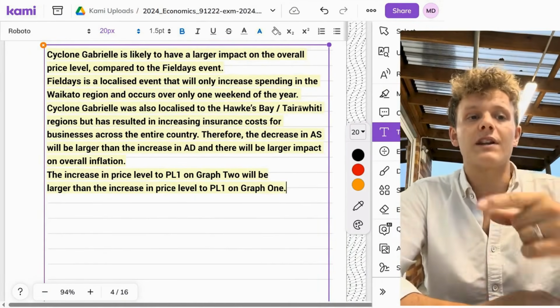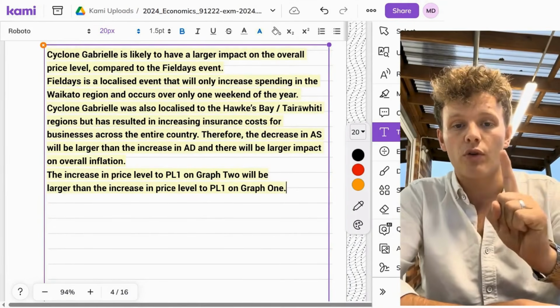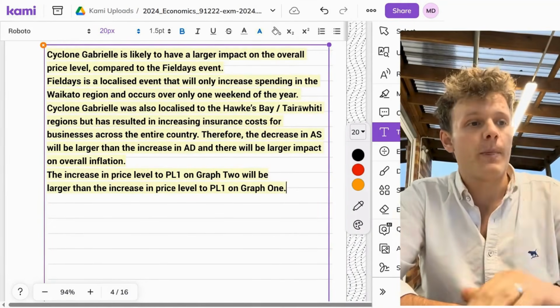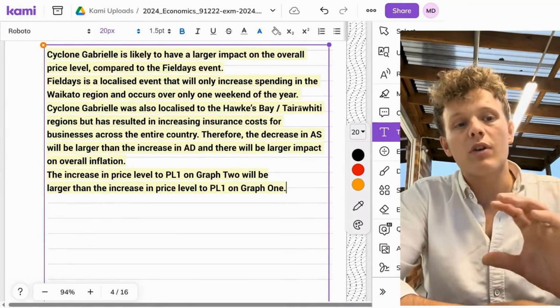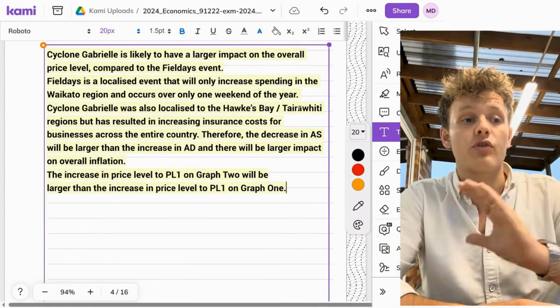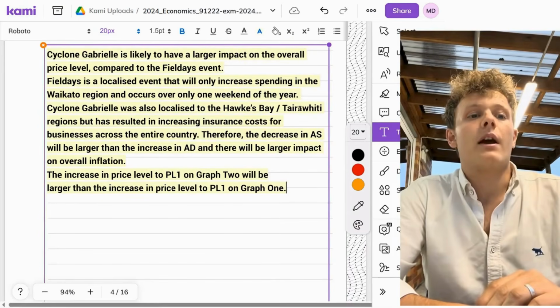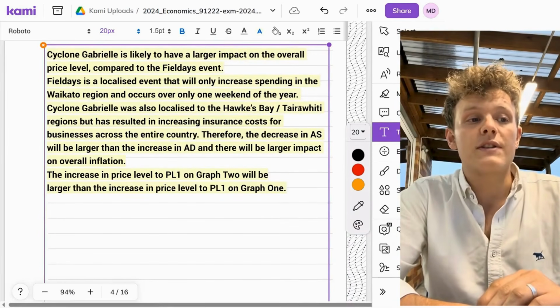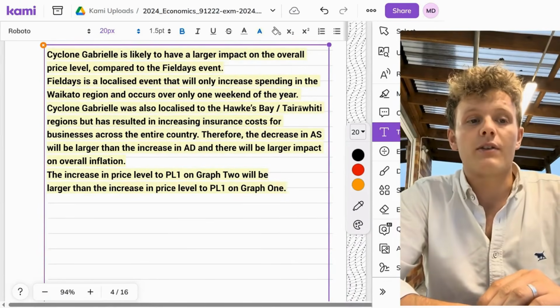Field days is a localized event that will only increase spending in the Waikato region and only occurs over one weekend, so short run and one region. Whereas Cyclone Gabriel was also localized to only one region, but increasing insurance costs are going to be across many regions, and in fact across the entire country. Therefore, the decrease in AS is going to be larger than the increase in AD. There will be a larger impact on inflation.